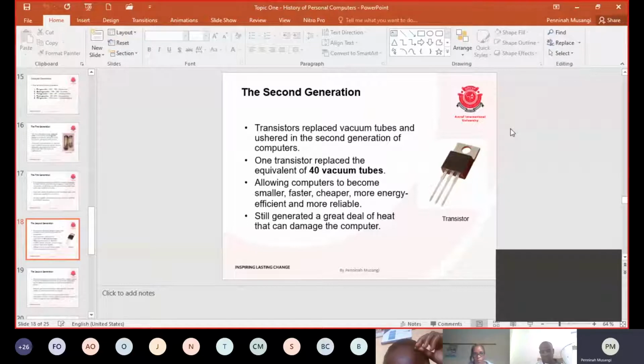But still, they generated a great deal of heat, and that also damaged the computer.